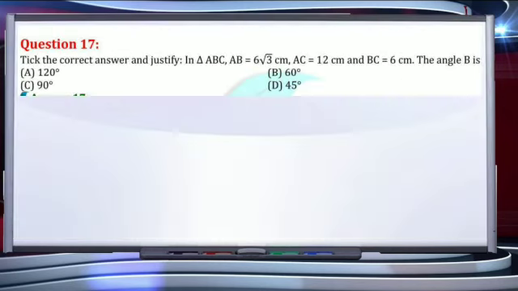Next, question number 17 is: tick the correct answer, justify. In triangle ABC, AB is equal to 6 root 3, AC is equal to 12 and BC is equal to 6. The angle B is... Students, here we are going to check whether the values of AB, BC and AC make the Pythagorean triplet or not. If they do, then angle B is 90, otherwise it is not. So do try this question by yourself.